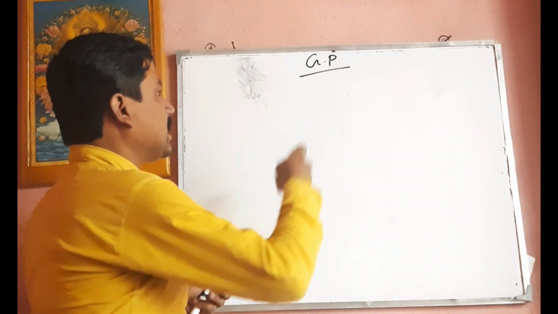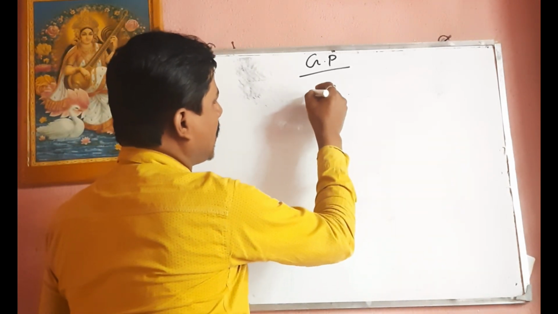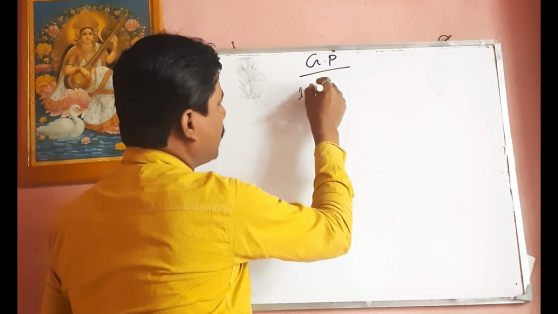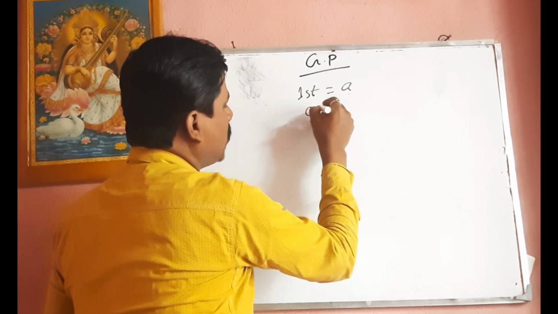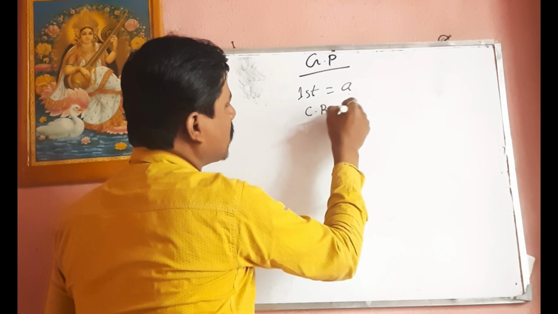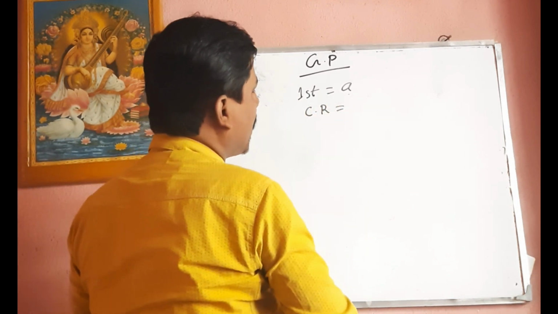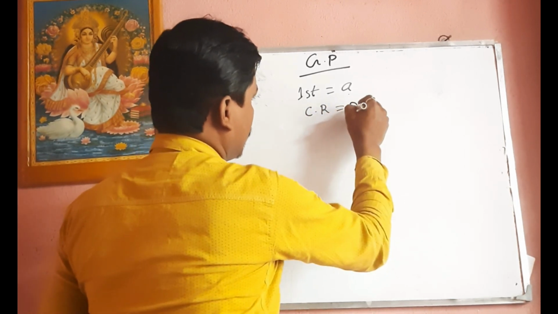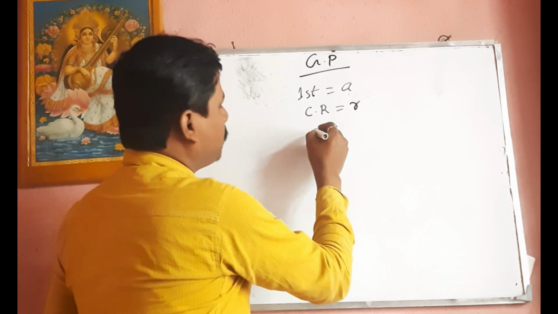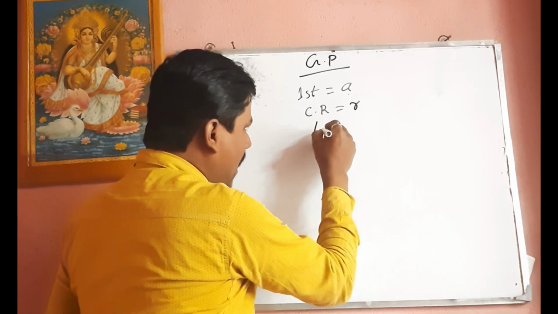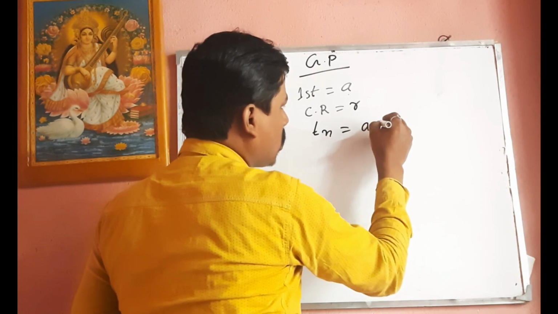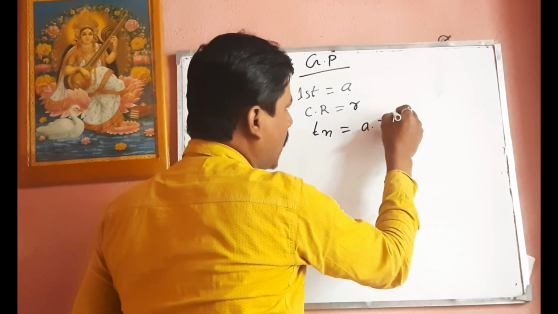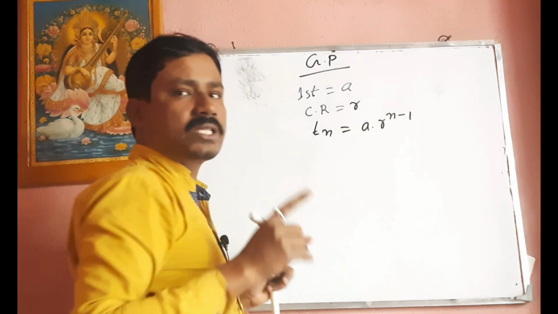In GP, that is, geometric progressions, suppose the first element is equal to a and the common ratio, CR, is equal to r. Then the nth term, that is, Tn, will be a times r to the power n minus 1. This is the nth term.